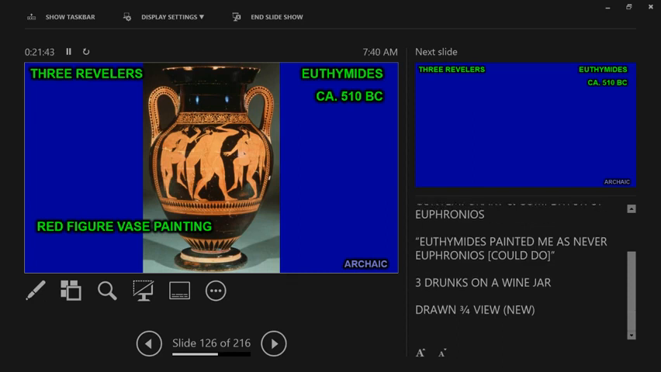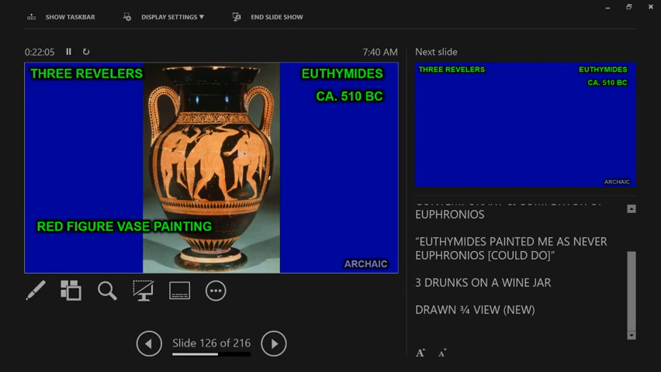All right, and we have 3 revelers. Do you know what a reveler is? Or do you know what it means to revel? Yes, it's party, right? And especially in ancient times, what do you think they do when they party? Yes. So we have three drunk guys right here. And this is a wine jar.